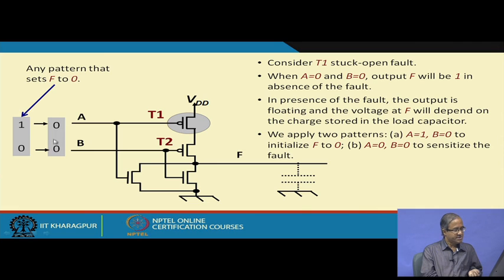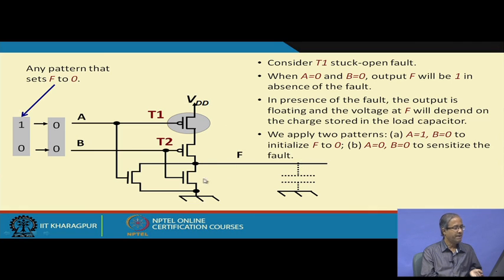So, suppose I apply 0 0. In the absence of the fault, the output will be VDD or high, because both the pull up transistors are conducting and both the pull down are off, 0 0 means both are off. So, the output node is connected to VDD, so the output is high, which means the capacitor is charging to its full voltage, VDD minus this drop.